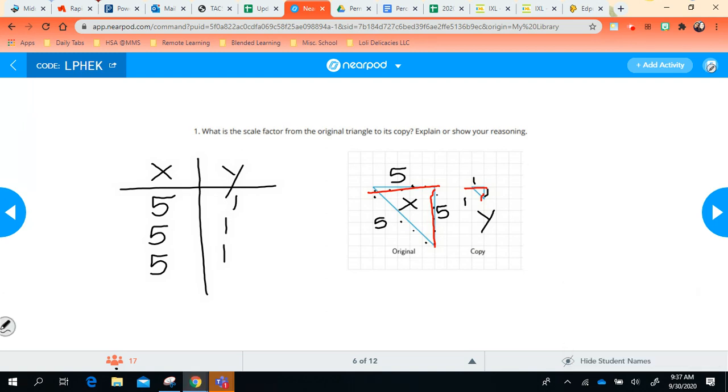Okay, so does anyone remember for unit rate, how did I find my unit rate? Y divided by x. So unit rate was R equals Y divided by x. If you don't remember this, write it down. This is the same way we're going to find our scale factor.